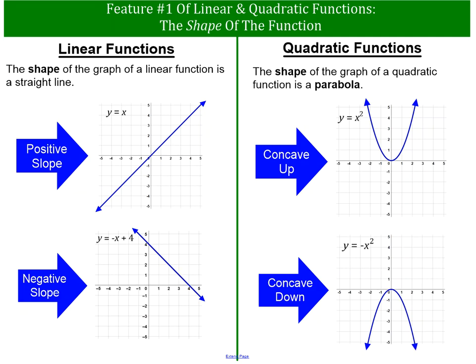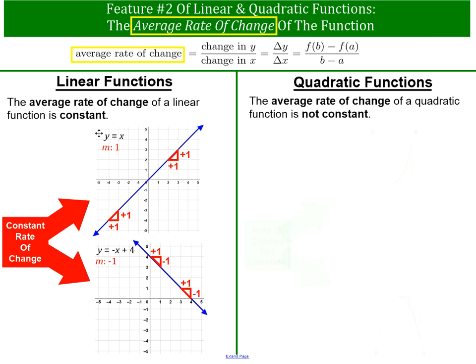The next thing that differs between linear and quadratic functions is the average rate of change. The average rate of change can be applied to all functions. We looked at the rate of change previously for linear functions, and we call it the rate of change because it's constant across a linear function. It's up 1, right 1 for y equals x, and right 1, down 1 for y equals negative x plus 4, across this entire function. So this rate of change is constant. It's always going to be plus 1, or minus 1 for this graph here.